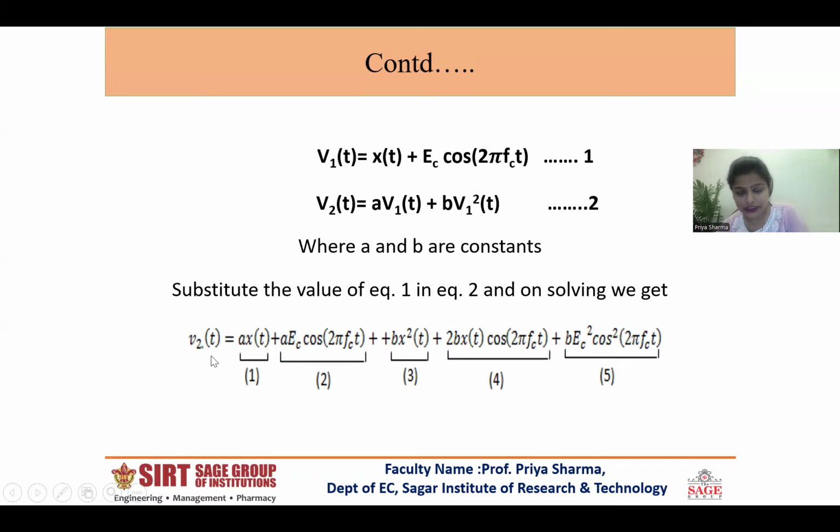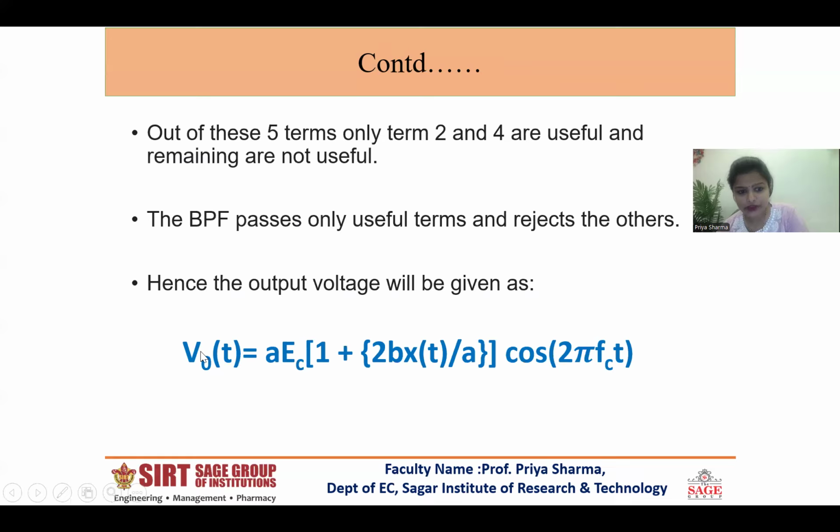After dropping all the useless terms, v2(t) or v0(t) will be a Ec, taking common, 1 plus 2b x(t) upon a, cos 2 pi fc t. This can be considered as a modulation index 2b upon a. So the final output will be a Ec times 1 plus 2b x(t) upon a, cos 2 pi fc t. If you look here, students, this is the equation of the AM signal.